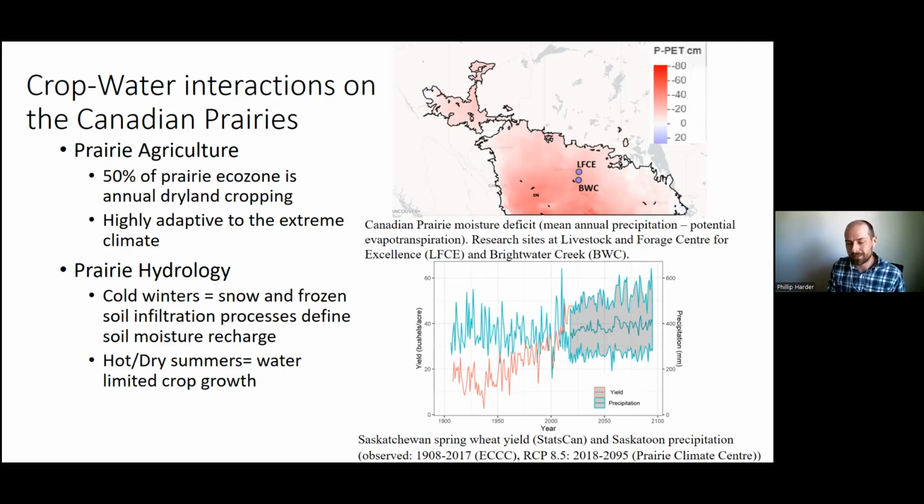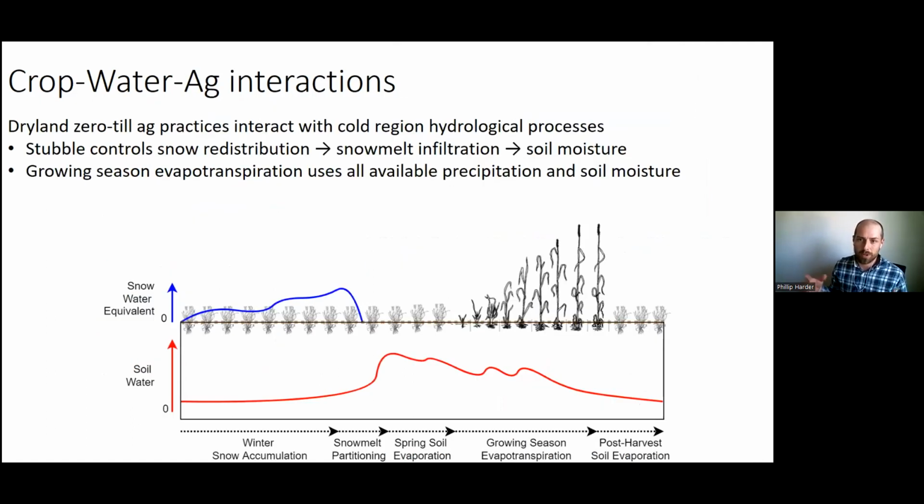But at the same time, we have this huge increase in yields. It's a tripling in yield since the early 1900s to current. And so this really emphasizes how adaptive Canadian prairie agriculture has been to successfully manage and grow in such an extreme climate. The challenge, though, is that if we're going to go into the future, we want to have some modeling capacity to understand what are the likely outcomes.